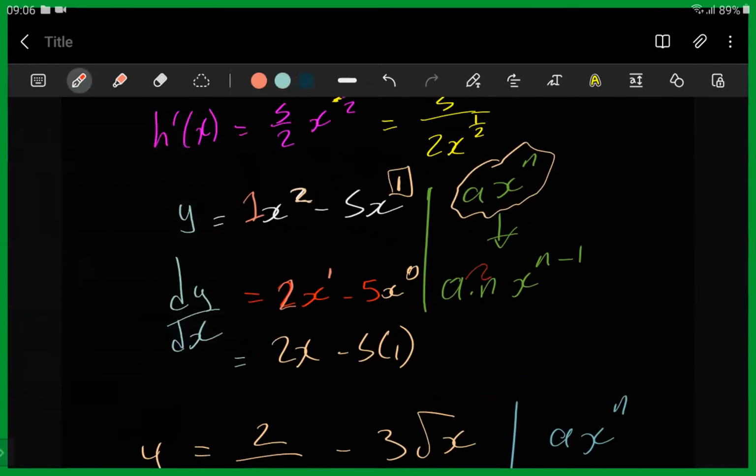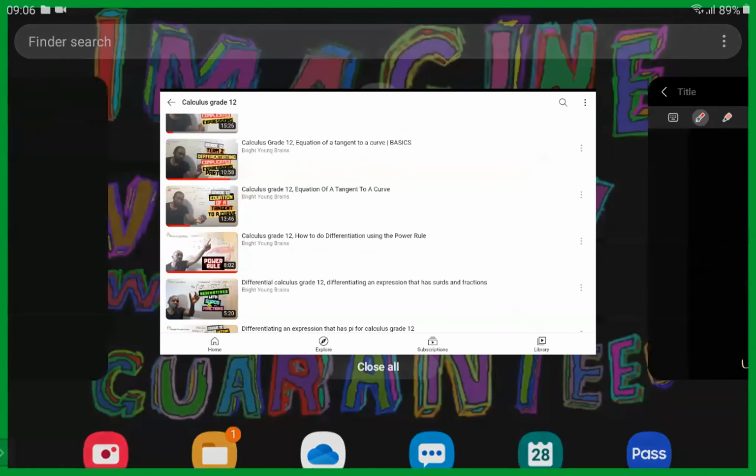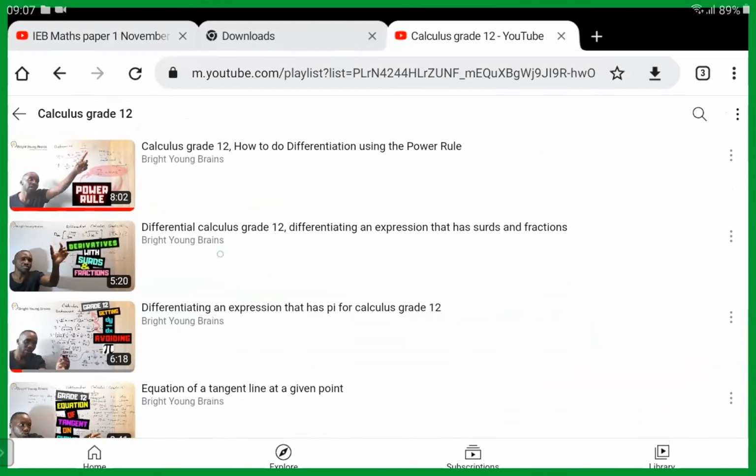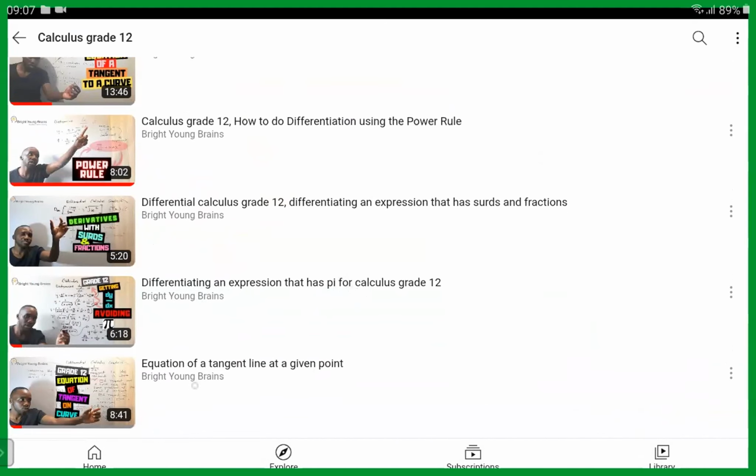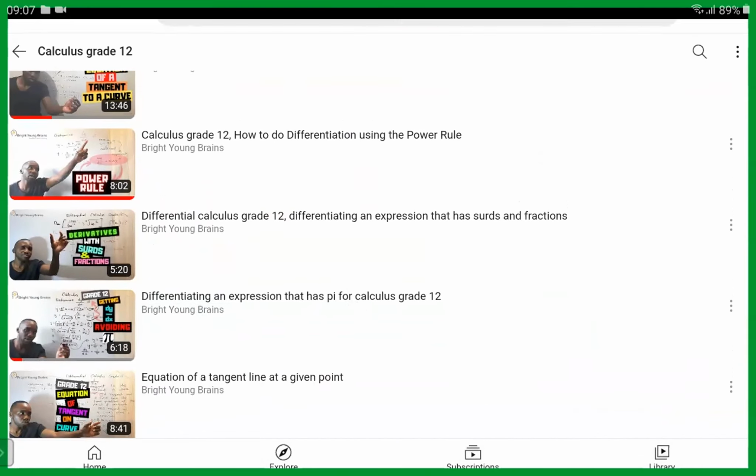You see, this here is referred to as the power rule. You see, it's just another example. And then here again, more questions with surds and fractions so that you have different ideas of how that works. And then here again, differentiating an expression that has pi. You see, remember pi is just a number. So there's also an example of that. And then here, equation of a tangent at a given line again also.